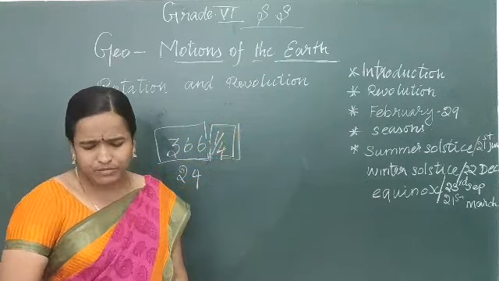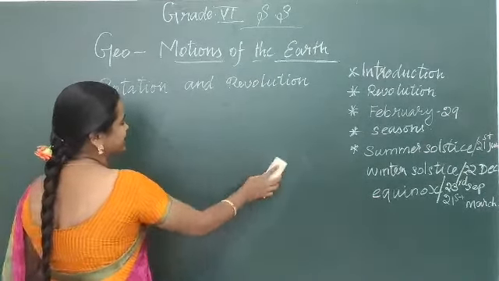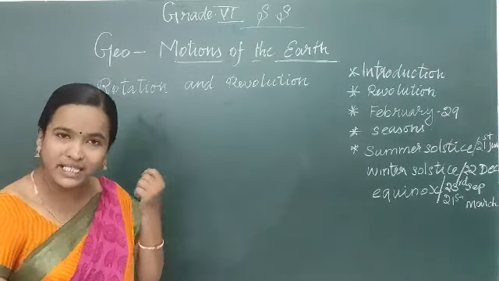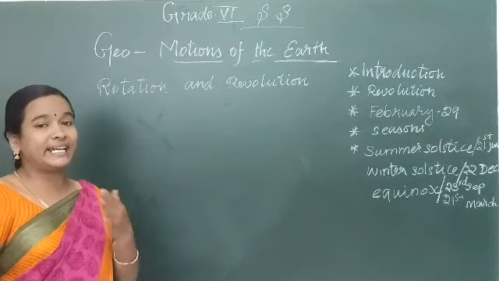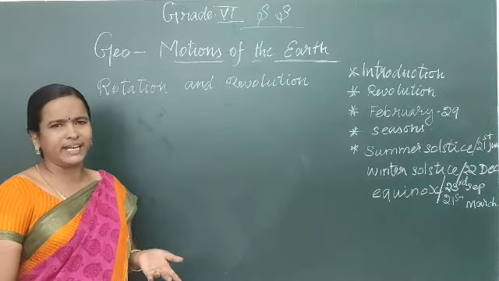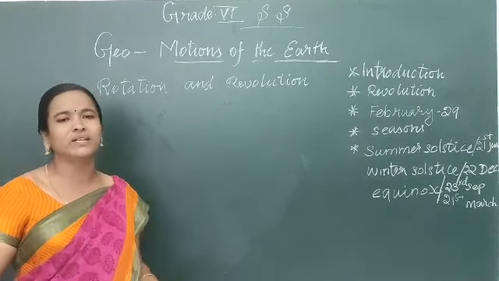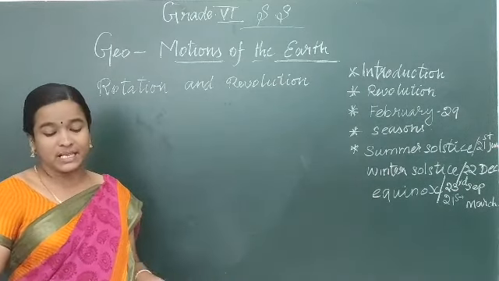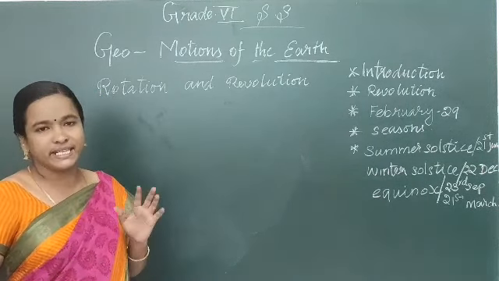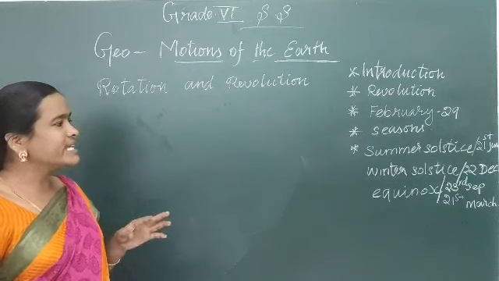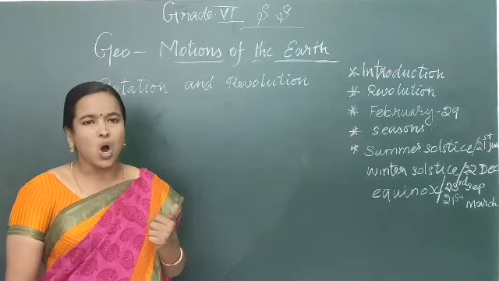See children, we have studied that rotation causes day and night. Then what does revolution cause? Rotation causes day and night, that we have studied, right? Even if the earth doesn't rotate, what happens? That also we have discussed in the previous class. Now, revolution causes what? Seasons. So what are the seasons that you know? Summer, winter, spring, autumn.